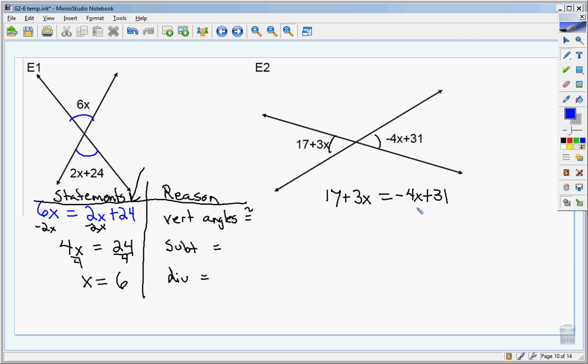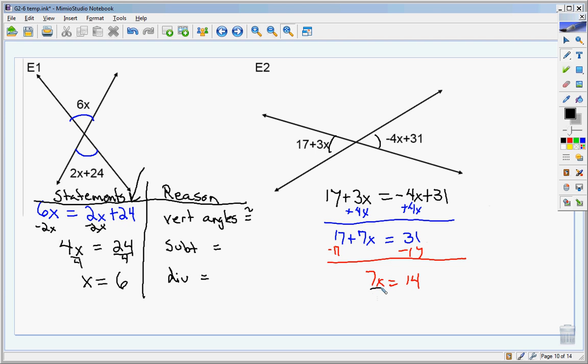I'm actually going to use the addition property. What am I going to add? I'm going to add 4x to both sides. But you could have subtracted. It would have been okay. 17 plus 7x equals 31. What would I do next? I would subtract the 17. I'd have 7x is equal to 14. And what would my last step be?